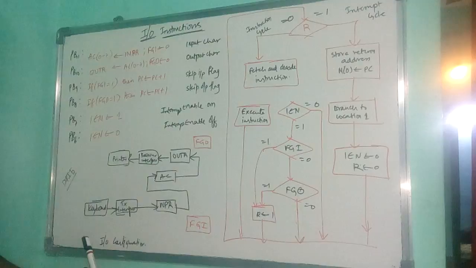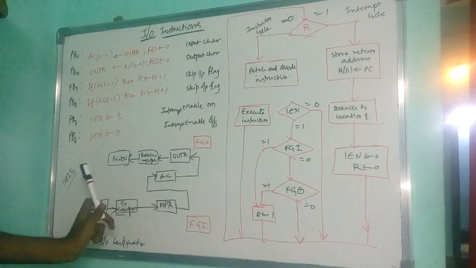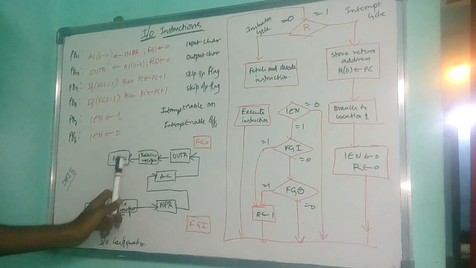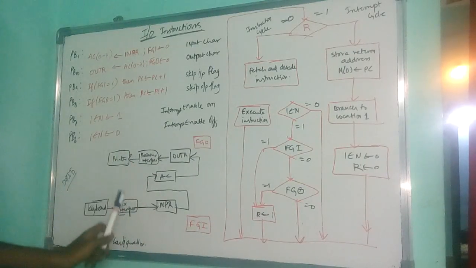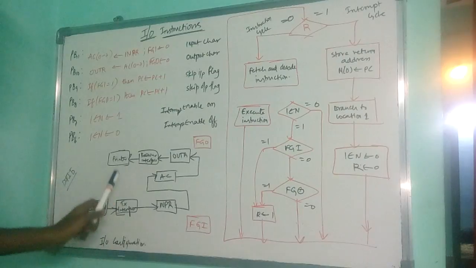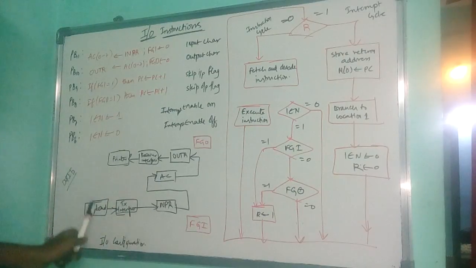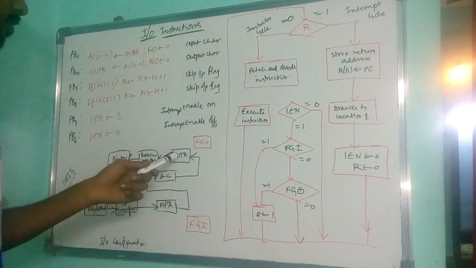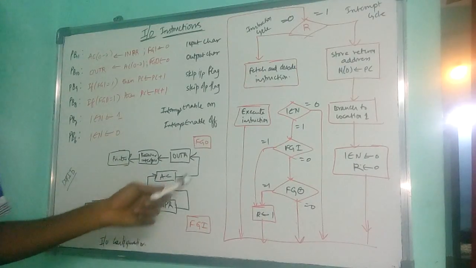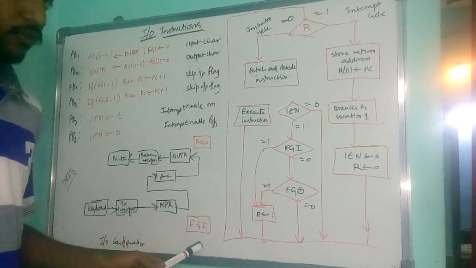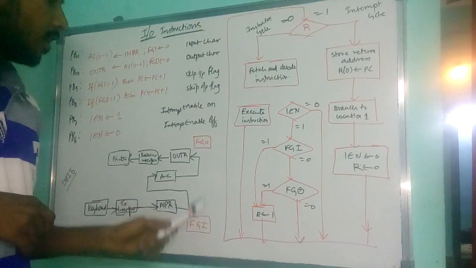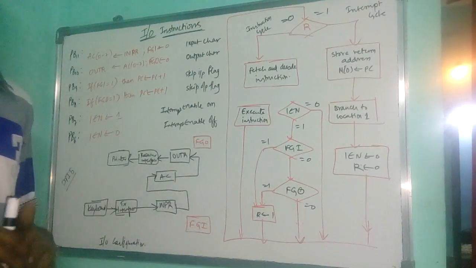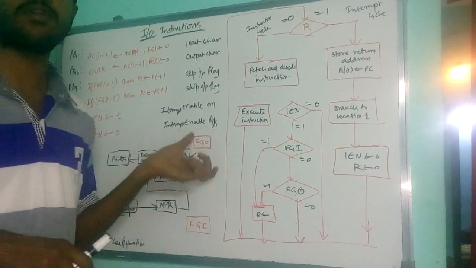Keyboard is my input terminal. Transmitter interface and receiver interface are my serial communication devices. Printer is my output. So this is my input, this is my output, these are my serial communication devices. This is the input register, this is the output register, and this is the accumulator. And I have two flags here, the input flag and the output flag. Both are control flip-flops.